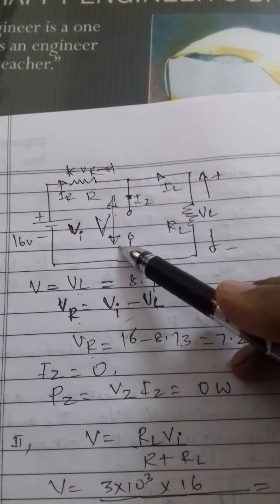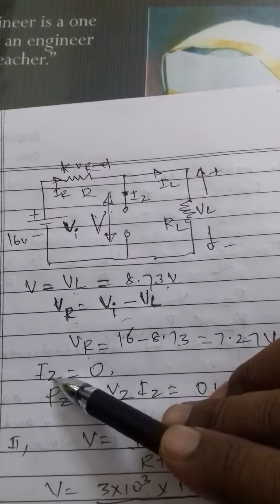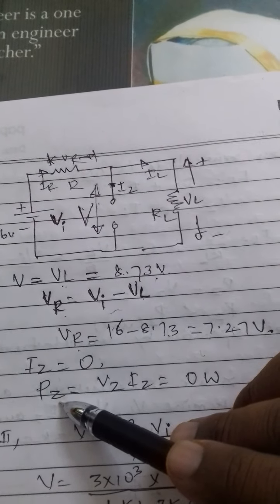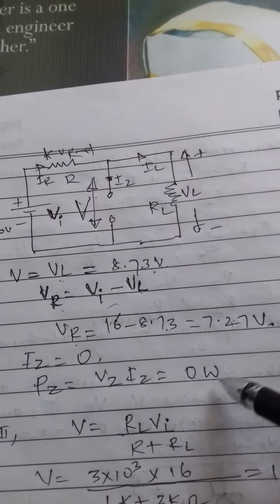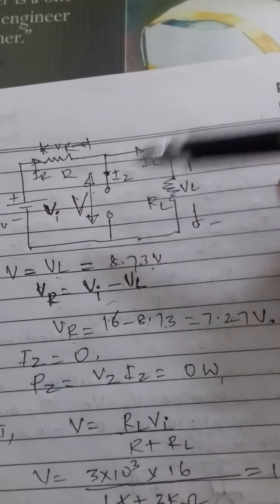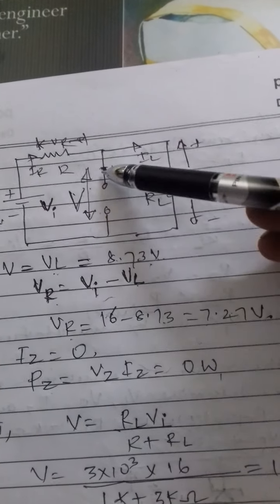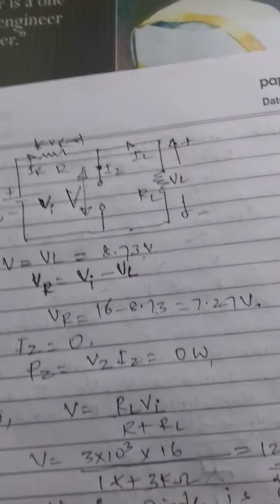Since the Zener is open circuited, the current flowing through it is equal to 0, Iz is equal to 0, and the power dissipated in that Zener diode is equal to 0, because it is totally open circuit. So the power dissipated in the Zener is also equal to 0 watts.